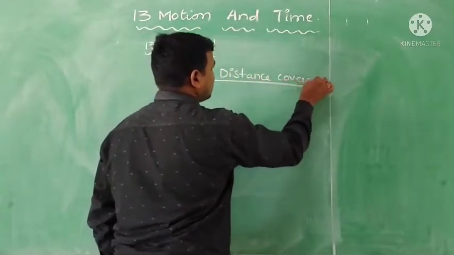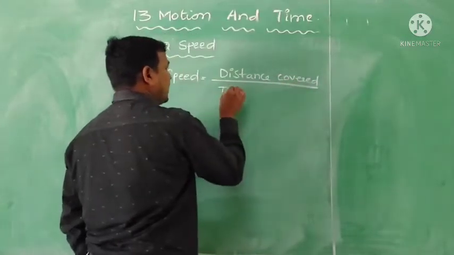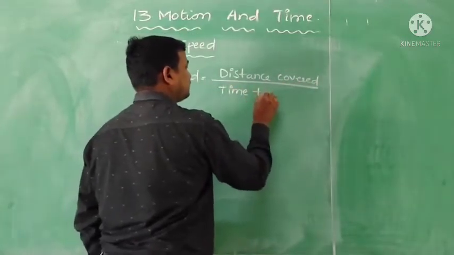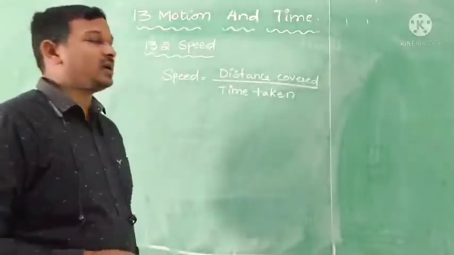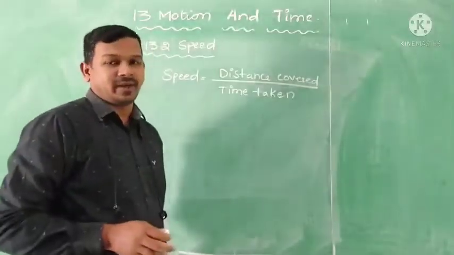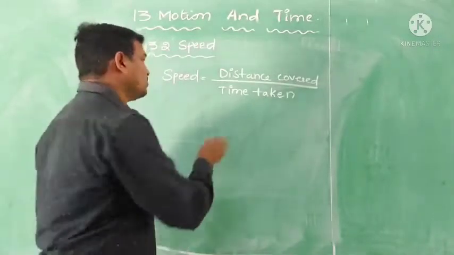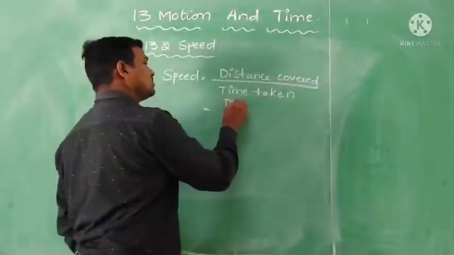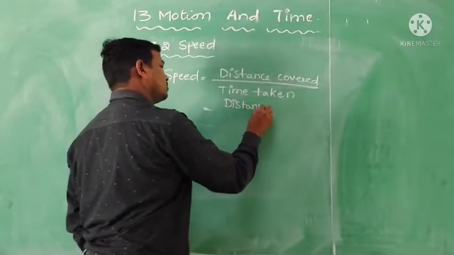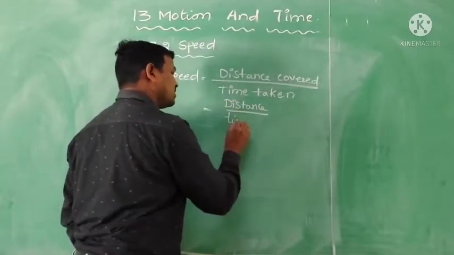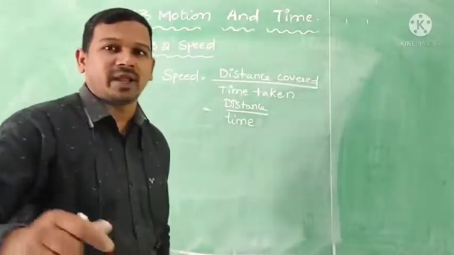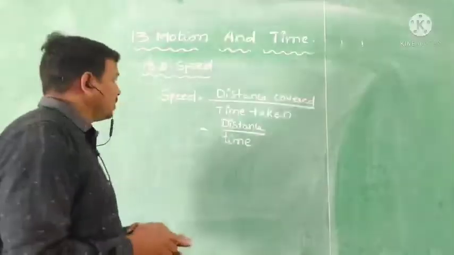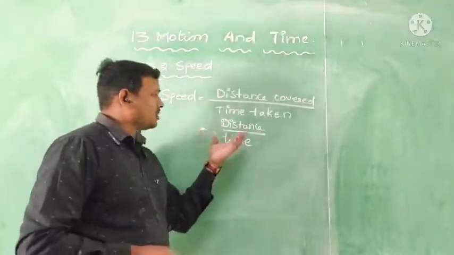Distance covered, time taken. So speed, what is the formula? Distance covered by the time taken. So simply we will write speed is equal to distance by time. Whatever the distance covered by the body in a span of time, whatever the time taken. So speed is equal to distance by time.